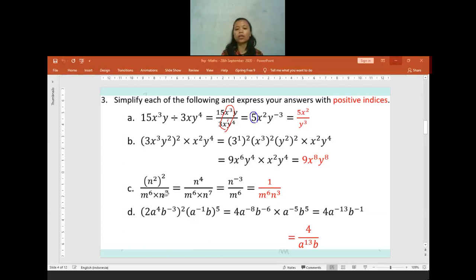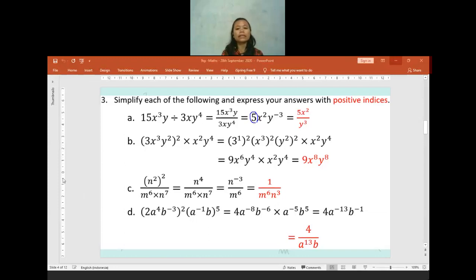3 minus 1 will be equal to 2. Now we continue to the y. For the very first one, for the numerator we have y, and for the denominator we have y to the power of 4. So for the y, you can simplify them by doing a subtraction. 1 minus 4 will be equal to negative 3.